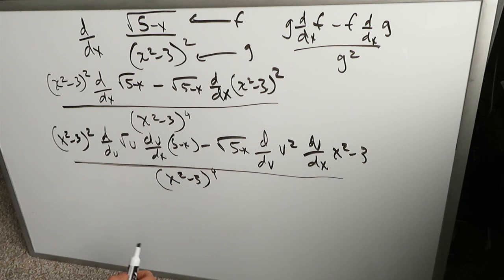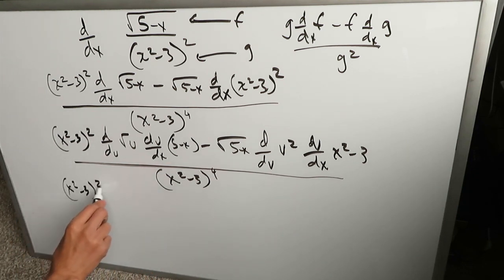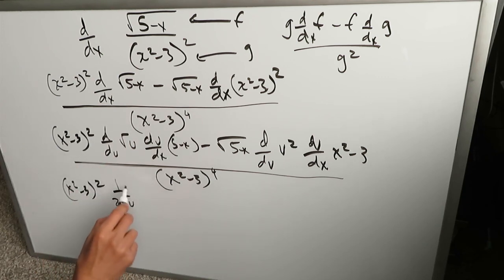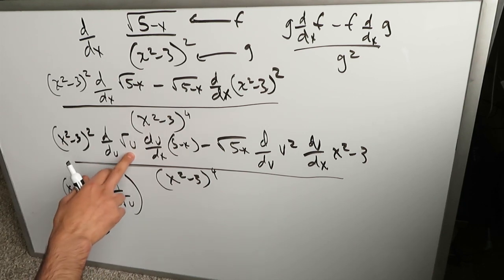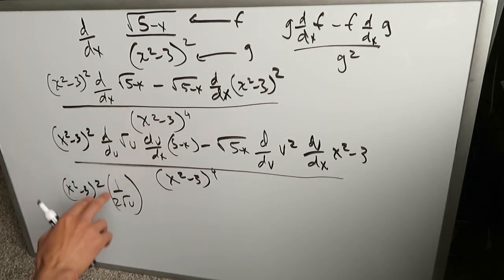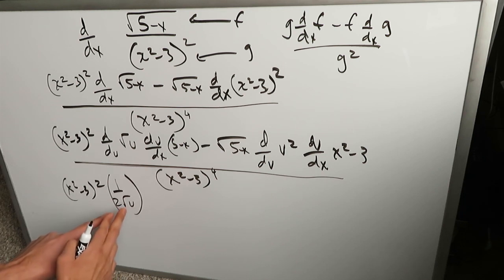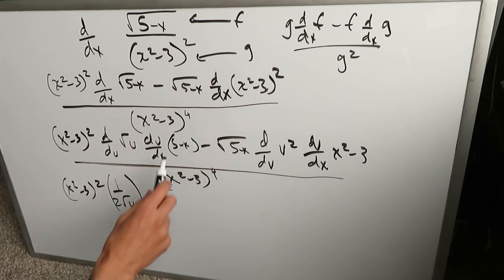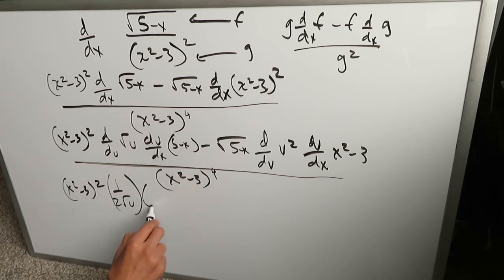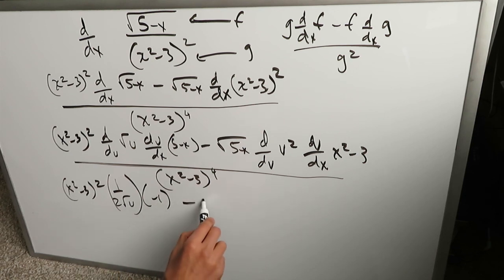Now let's open things up. We'll have, come over here, x squared minus 3 whole square. Root u derivative will be 1 over 2 root u. You've seen that come up too frequently, so this should be something memorized. Any variable with the square root, the derivative of that is 1 over 2 times the same variable's square root. The derivative of 5 minus x will just be a minus 1. Minus root 5 minus x.